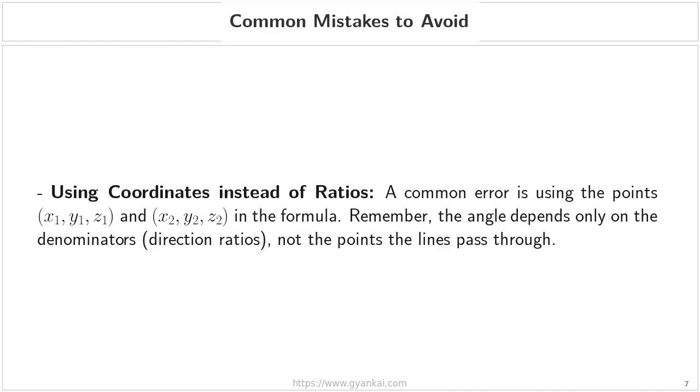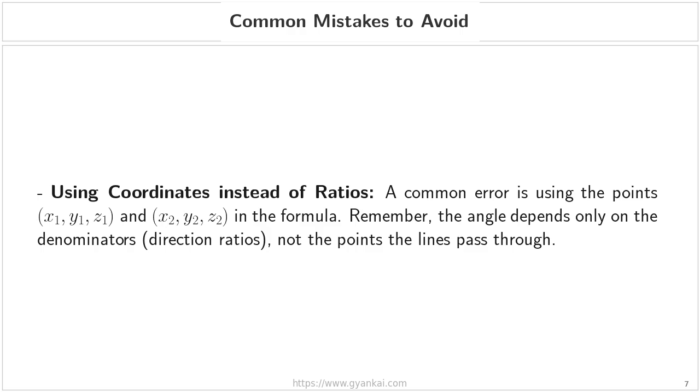First, watch out for using coordinates instead of ratios. When you look at the Cartesian equations we studied in slide 2, you'll see both points like x sub 1, y sub 1, z sub 1, and the direction ratios a, b, and c. A very common mistake is to accidentally plug those starting points into the formula. Please remember, the angle depends entirely on the denominators, the direction ratios, not on the specific points the lines pass through.